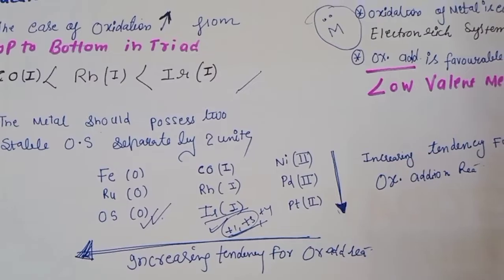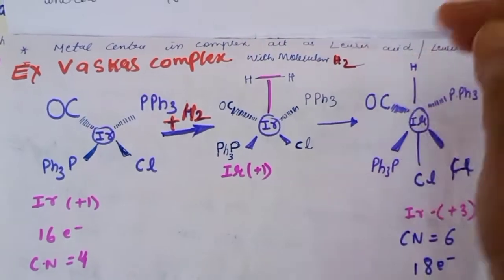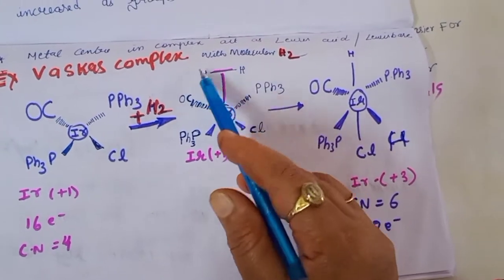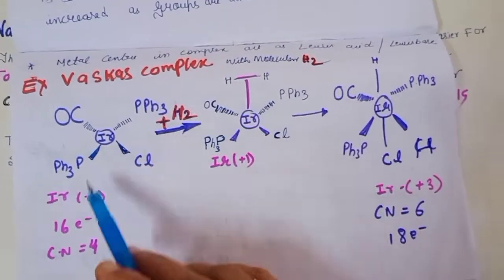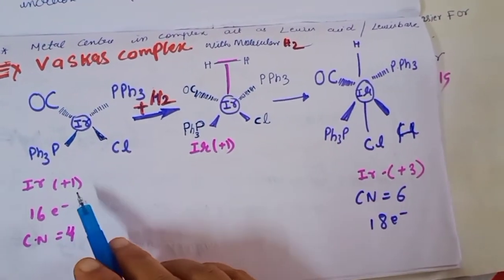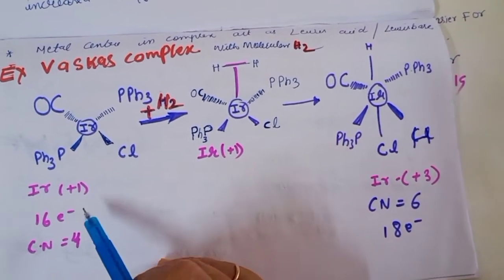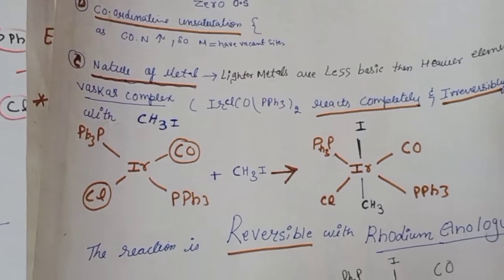One more way for the Vaska complex, you can also write that reaction in this manner. Here hydrogen is attached in the non-classical manner. So this is another way. So in simple words, in oxidative addition, the oxidation number changes. Let us see the next.